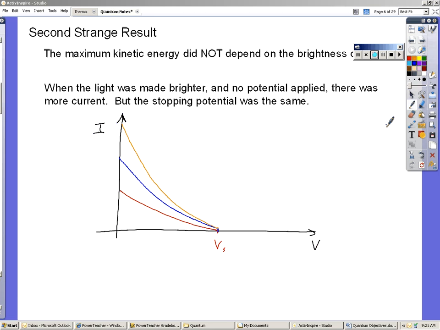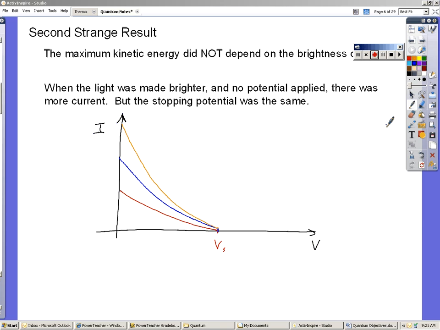Classically, we expected to see electrons with a wide range of energies, including some at very, very high energies. But that's not what they found. What they found was that there's a certain maximum kinetic energy. First weird result. Second weird result, you did not increase that maximum kinetic energy by using brighter light. You just got more electrons, but the energy of each electron was the same.